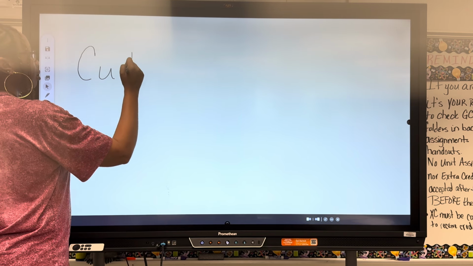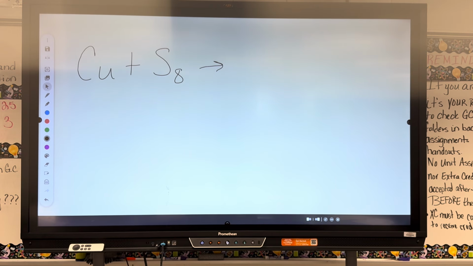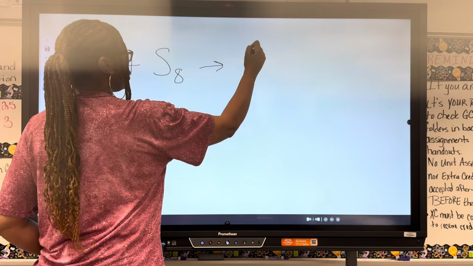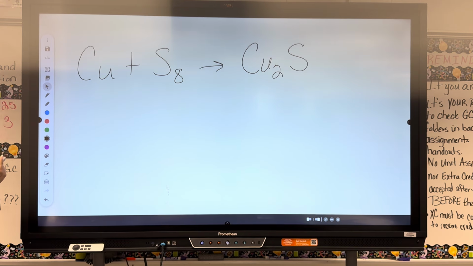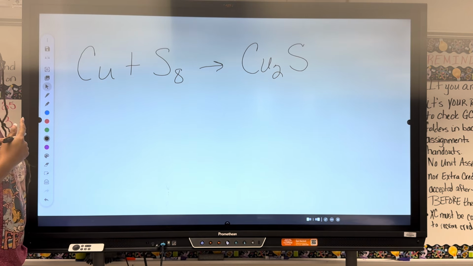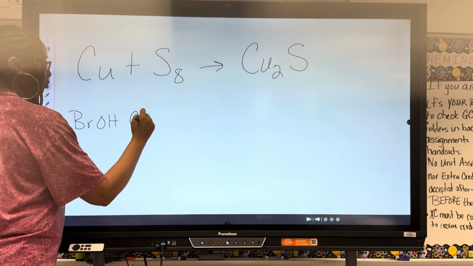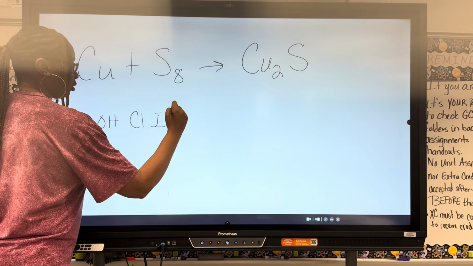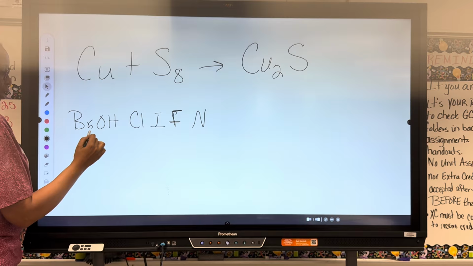All right, so the next one, we're going to take copper plus sulfur. And this is a synthesis reaction. Now, you know, your diatomic molecules, you have to remember those. And you also have to remember sulfur. I call it Brocliffen, this is a side note. And so Brocliffen, there's 7 of them, right?